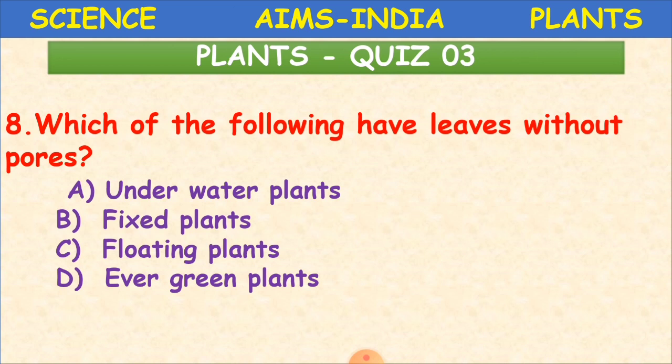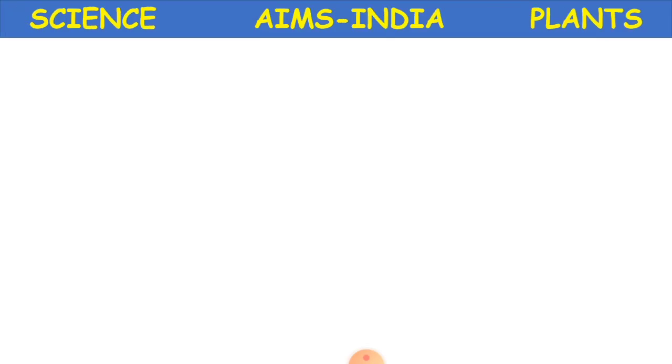The next question. Which of the following have leaves without pores? A is underwater plants, B fixed plants, C floating plants, D evergreen plants. Answer is underwater plants. As we learned, underwater plants do not have pores, and they have a delicate, flexible stem. Okay, clear, children?